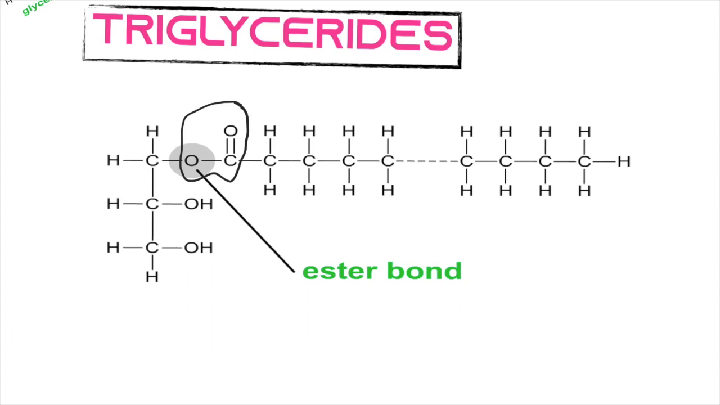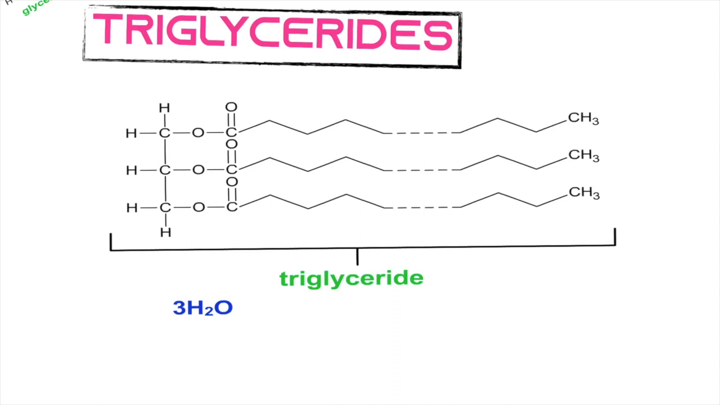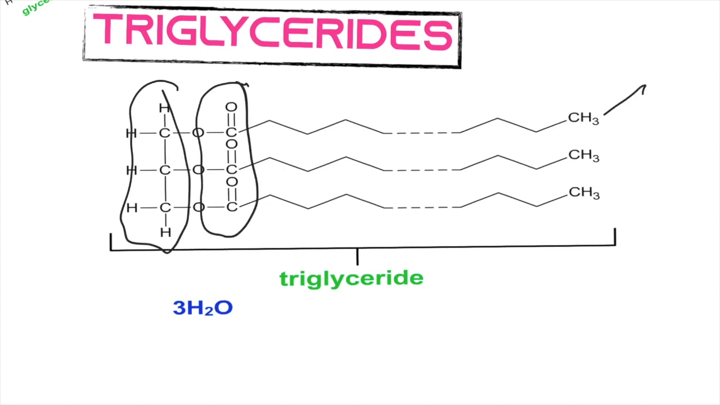We still have room to attach 2 more fatty acids, and this will result in the formation of a triglyceride. Here is the triglyceride. So it's made up of the glycerol part, there are ester bonds in the middle, and chains of fatty acids that are made up of hydrocarbon. Notice that the formation of one triglyceride molecule involves the removal of 3 water molecules by condensation reactions.